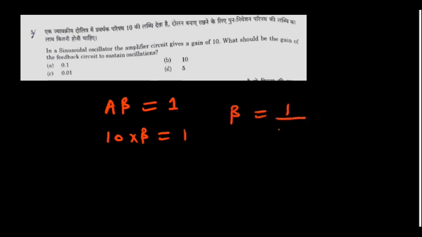In a sinusoidal oscillator, the amplifier circuit gives a gain of 10. What should be the gain of the feedback circuit to sustain oscillations? So to get a sustained oscillation, what is the condition? A beta should be equal to 1. A is the gain, so 10 multiplied by beta equals 1. So beta equals 1 upon 10, which is 0.1. 0.1 is the answer.